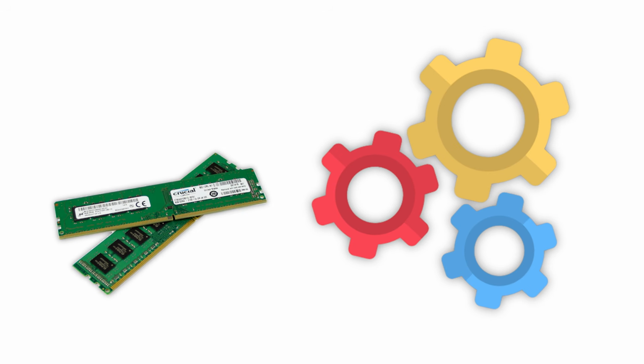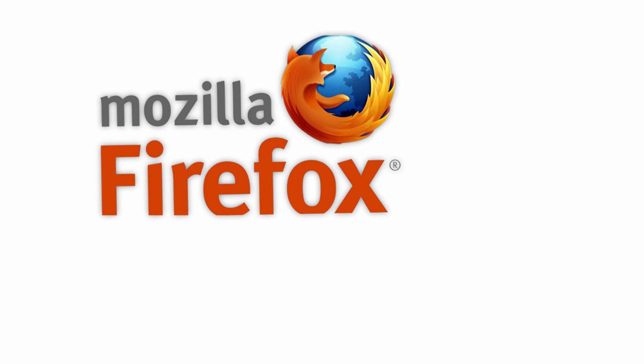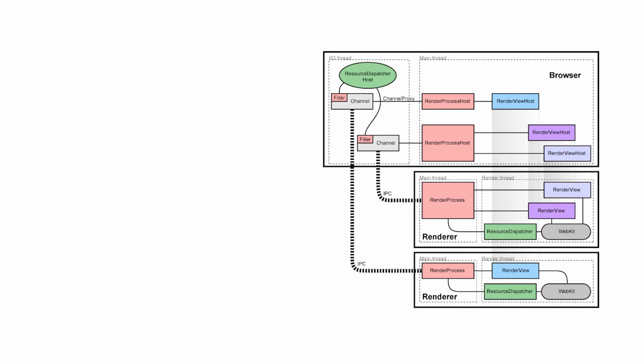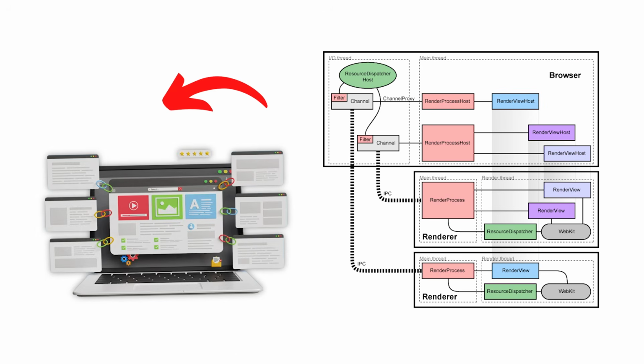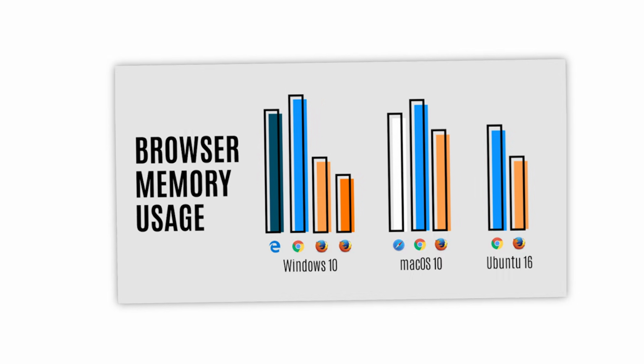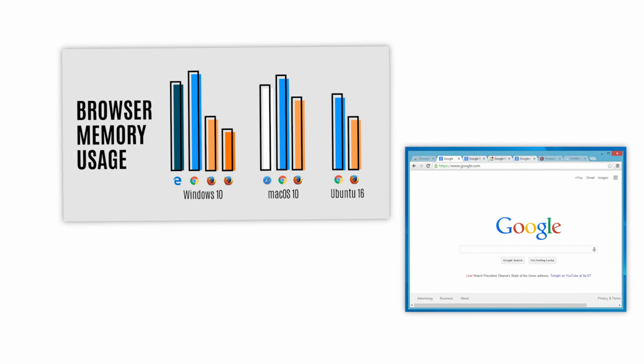The cost of this architecture is memory. Every process needs its own allocation of RAM. Shared libraries get duplicated across processes. The overhead adds up. Firefox takes a different approach. It uses a system called electrolysis, which separates content processes from the browser process, but it shares content processes across multiple tabs rather than isolating each one individually. This uses less memory but provides slightly weaker isolation between tabs.